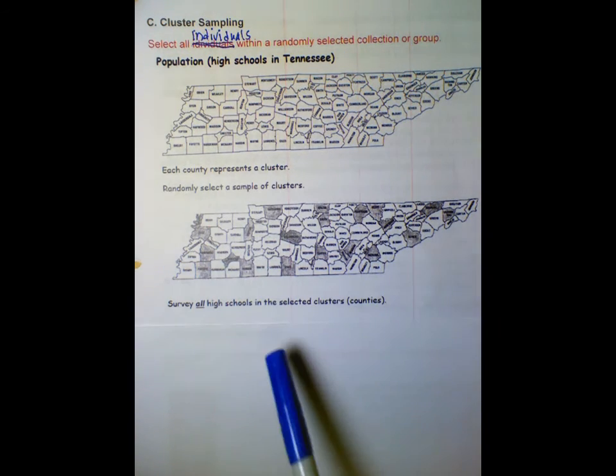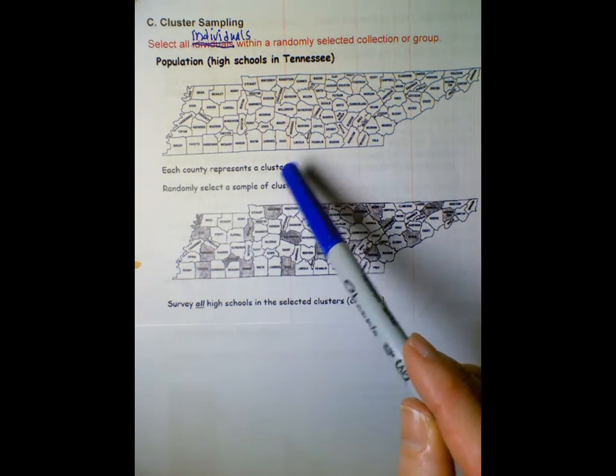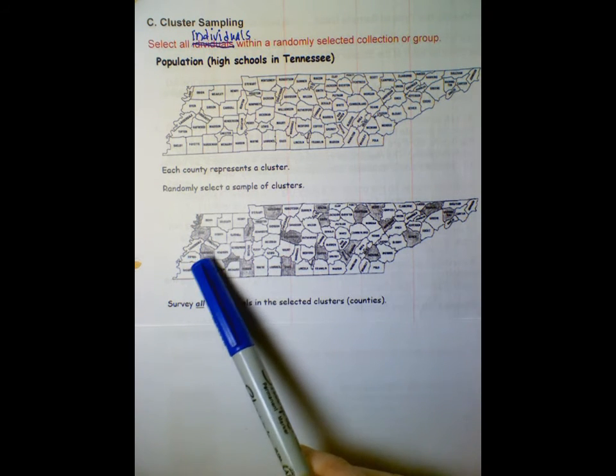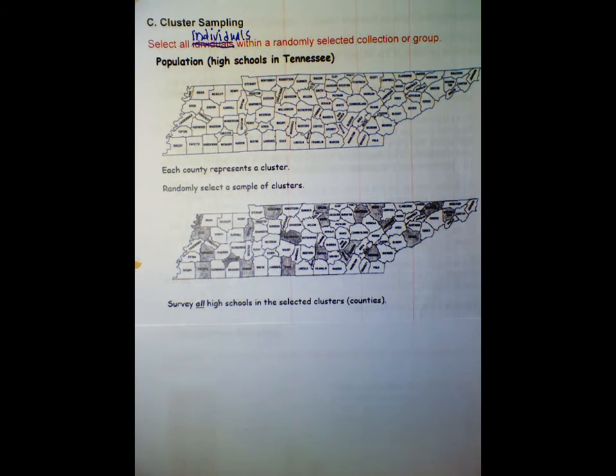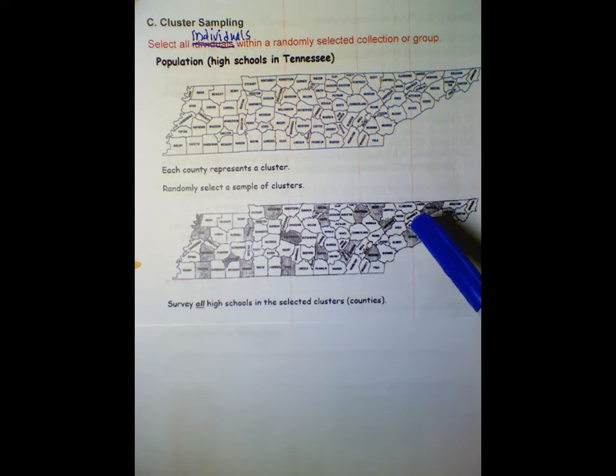So this makes sense if you literally were doing this job. If you had picked high schools all over, you'd be driving like crazy all over Tennessee. But here you could send somebody to do just everybody in this county and everybody in this county, and you could use your resources better rather than having to hit high schools all over the state. Now you have specific counties where you can stay in that cluster and survey all.